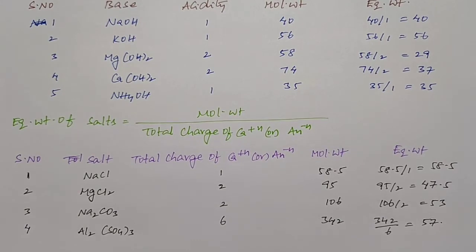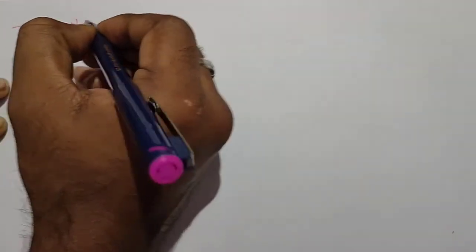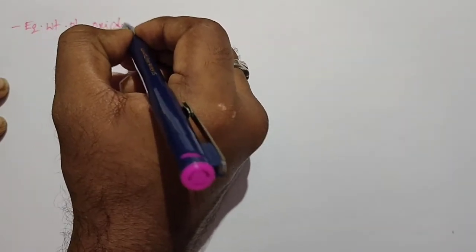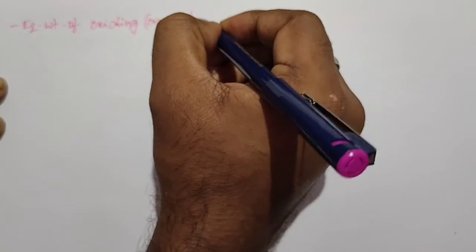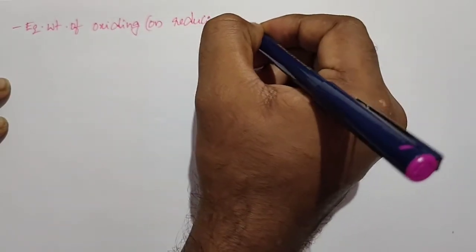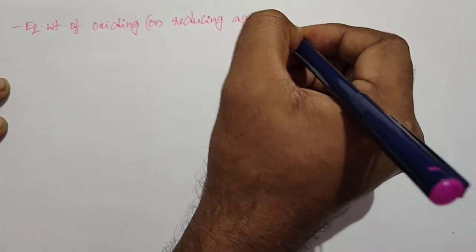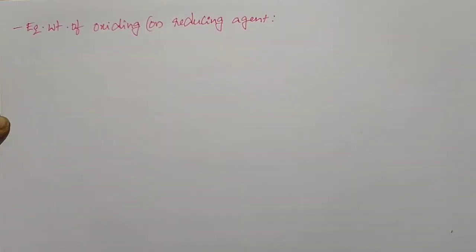And the last one is very important: the equivalent weight of an oxidizing agent or a reducing agent. This is the last category in equivalent weight. Here we can express the common formula in two ways.